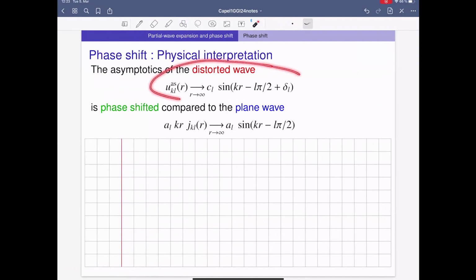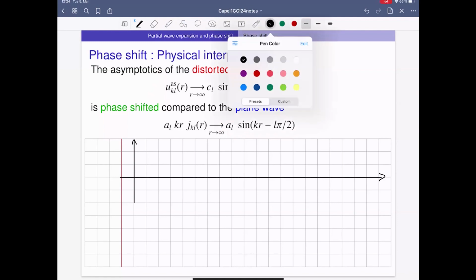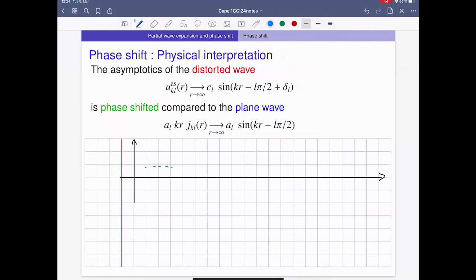So the distorted wave: you have the plane wave, and then it goes out and it is distorted, it is phase shifted. That's why the wave is distorted, and it's phase shifted compared to the plane wave, which is just a sine function. We don't really care about what's going on at short distances, but in the asymptotic part, what we have is a wave. This would be our plane wave with no phase shift, so the phase shift is equal to zero.